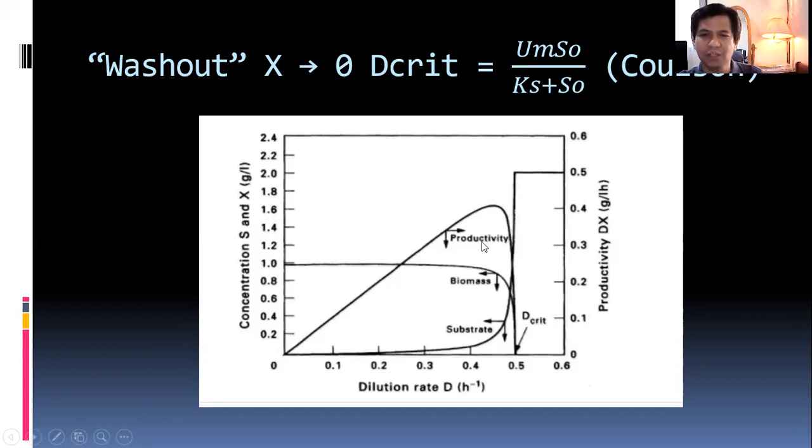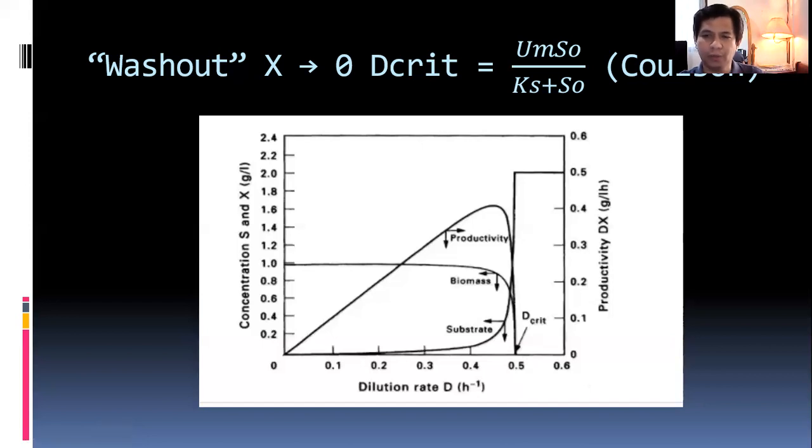So the concentration goes to zero. That is called D critical, the critical dilution rate, and it is still equal to mu max S0 divided by Ks plus S0. It's the same equation, because it's still D. I hope you get this. The practical importance is that you can only increase the dilution rate up to a certain point. In this graph, for example, if your D critical is 0.5, you cannot increase D beyond 0.5.